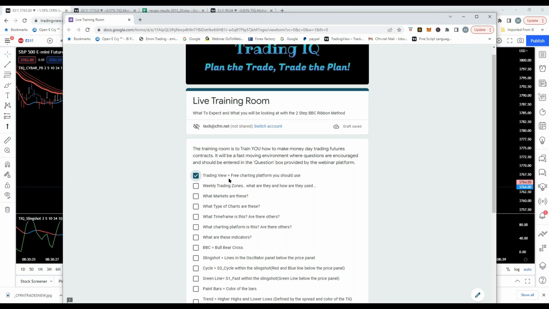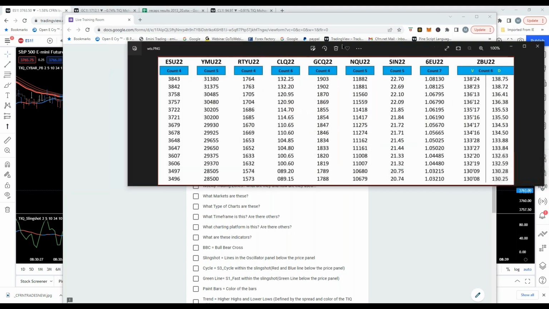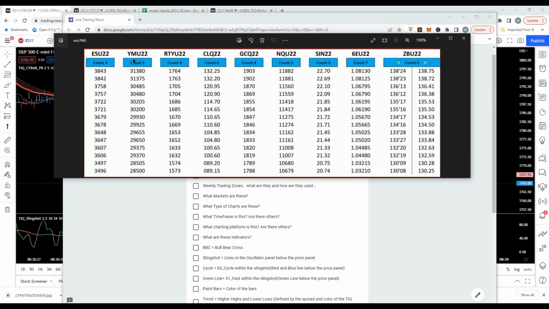Now I'm going to get into what all those things mean right now. Okay, so the first thing was TradingView. The next thing that I want to talk to you about is weekly trading zones. What they are and how they are used. The weekly trading zones are zones that are going to be given to you. This is what it looks like, okay? For each one of these 9 markets. Right now it's 9 markets, that number can change. But the primary markets are going to be these right here.